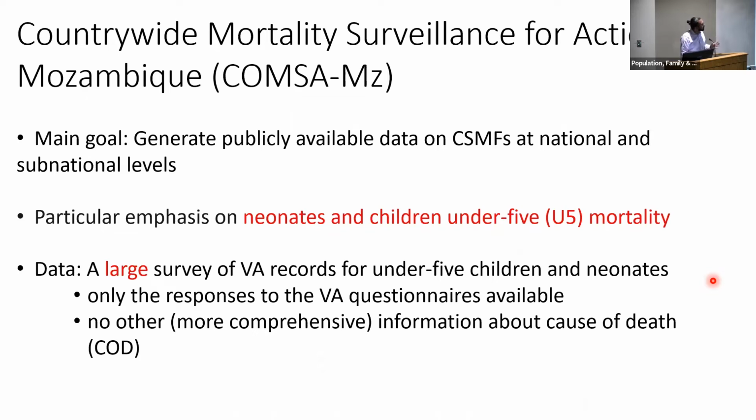What COMSA has collected over the last few years is a large database of VA records for under-5 children and neonates, and also for adults, but this talk primarily focuses on children and neonates. They have sent field workers out and got the VA responses. So from COMSA, we get a pretty large data set of only the VA responses, the questionnaires. And for the majority of these deaths, we don't have any other more comprehensive information about their cause, not coming from a medical autopsy or a panel of physicians deciding on the cause. It's just the verbal autopsy that we have.